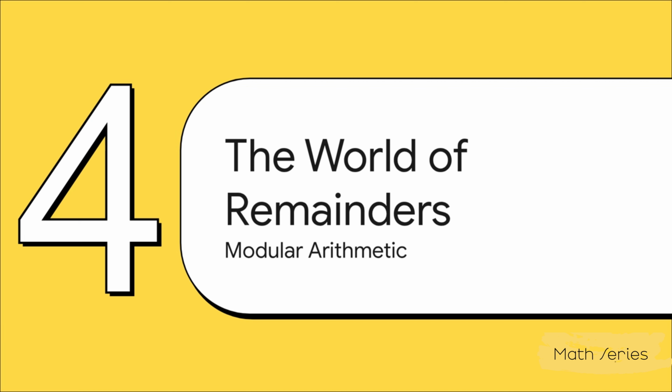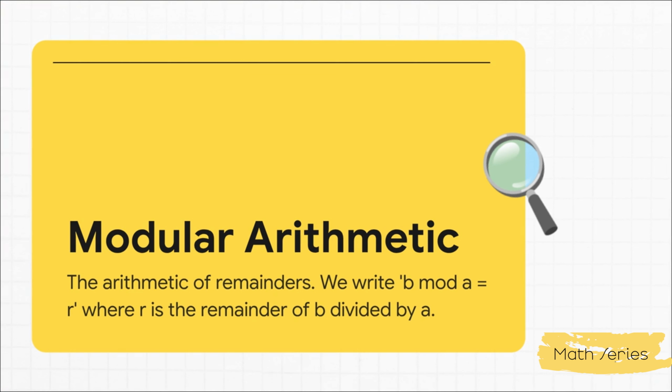From now on, we're not going to care about how many times a number divides another one. Instead, we're going to focus only on what's left over, the remainder. This whole new way of thinking is called modular arithmetic. You could just think of it as the math of remainders. And it might just look like we're changing the notation a bit, but believe me, this focus on what's left over is the secret key that unlocks pretty much all of modern cryptography and computer science.